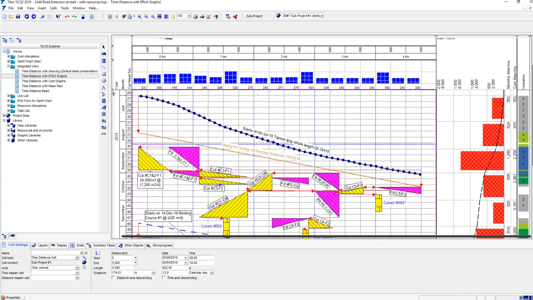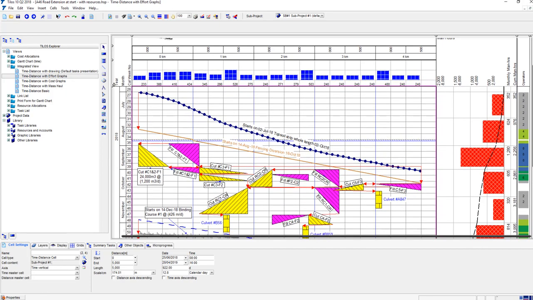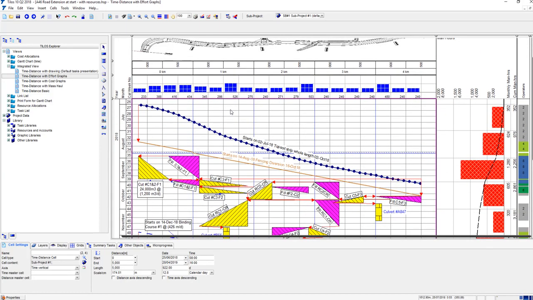Uniquely, we can also show on the distance axis, in this case every 250 meters, the number of man hours effort required to build that section of the road. So we can see that in fact the section at 1.25 kilometers is the most labor intensive effort of the whole scheme. So that's where we can use resources.